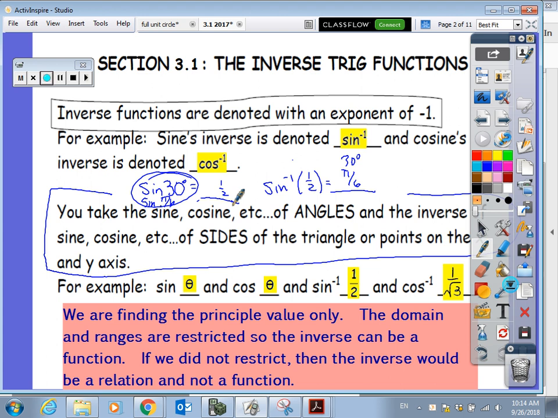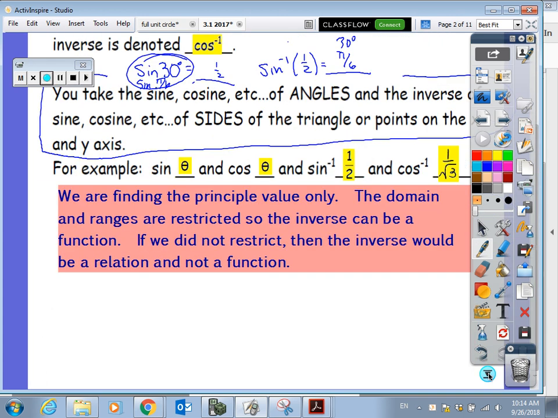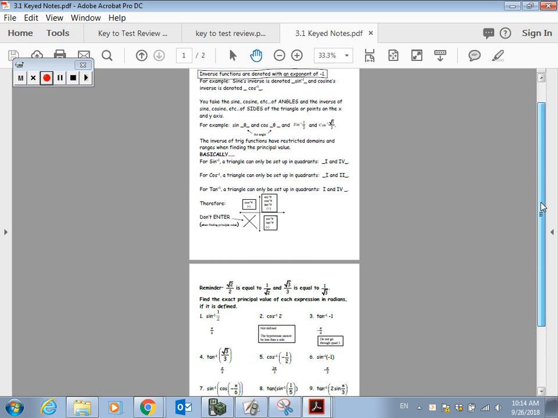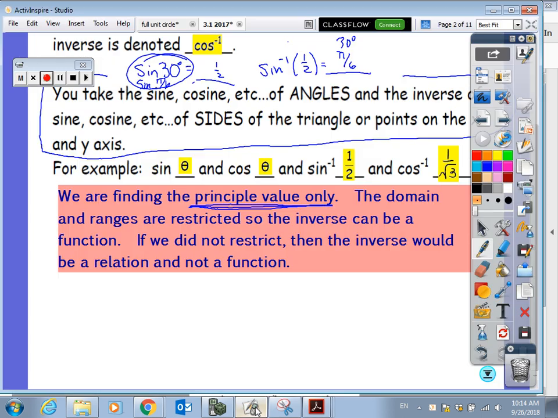Now, the directions will ask you to find the principal value. Principal value right there is going to tell you that it needs to be a function. The title of this section is functions.